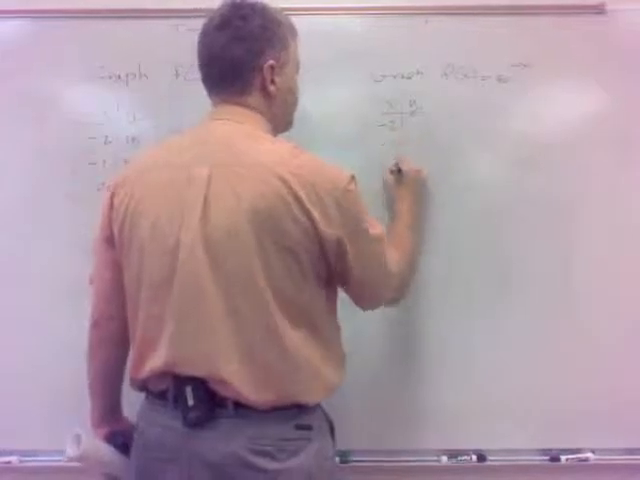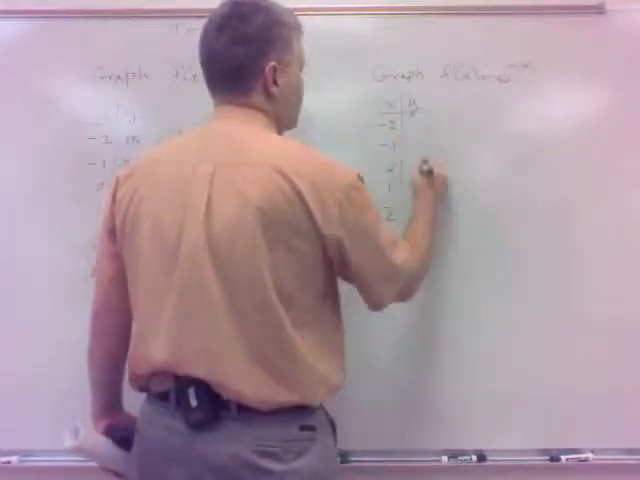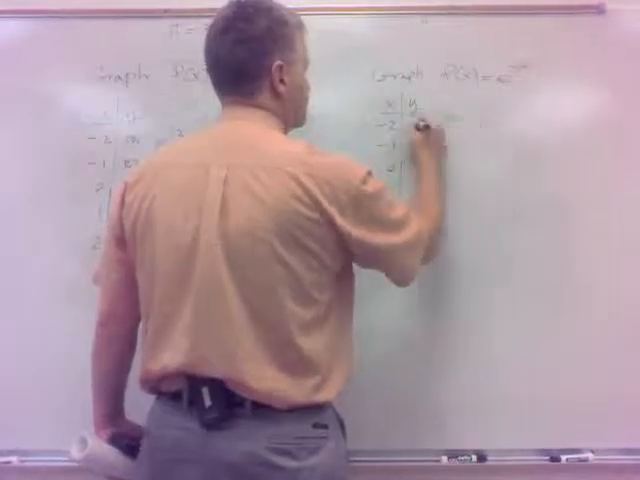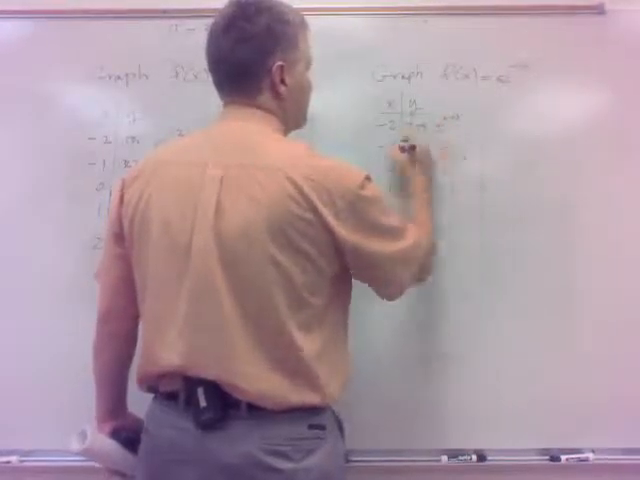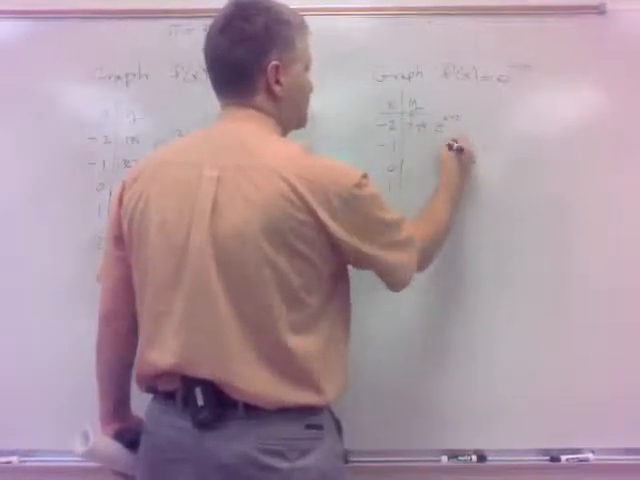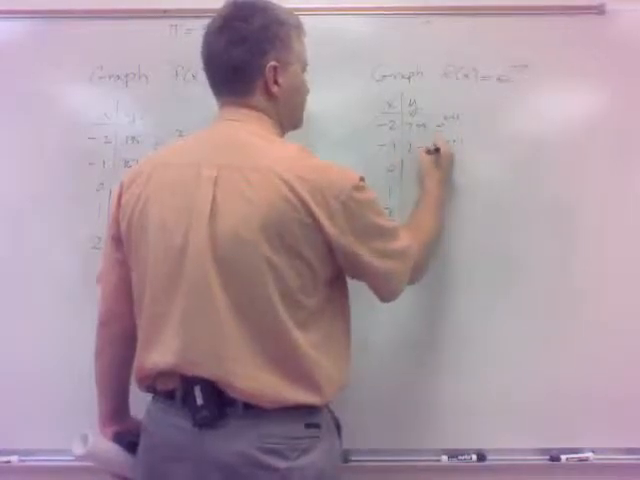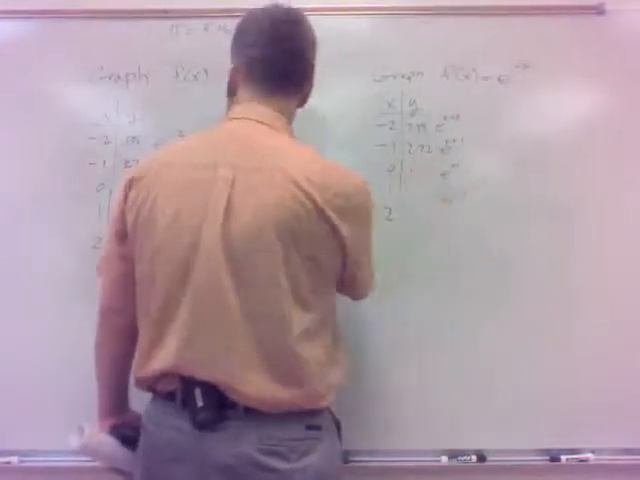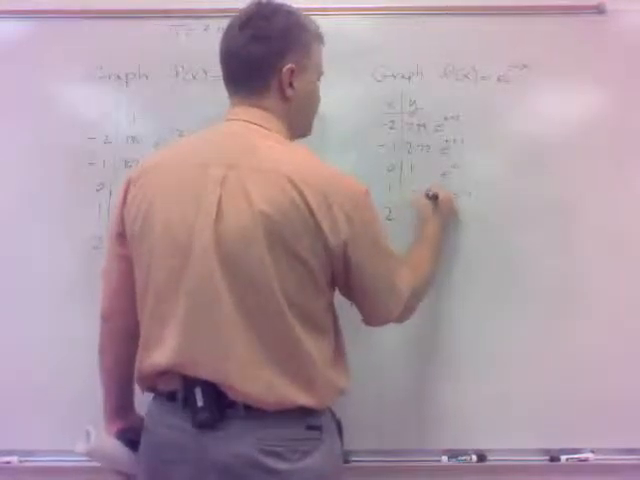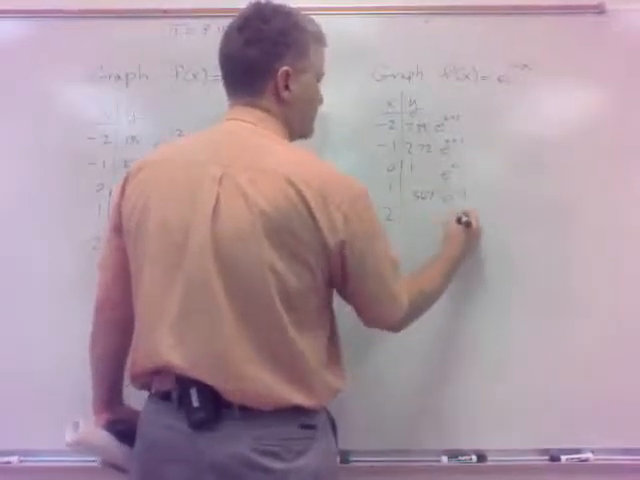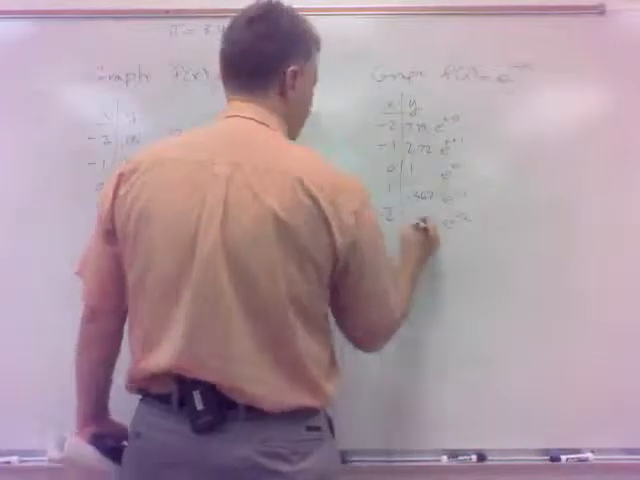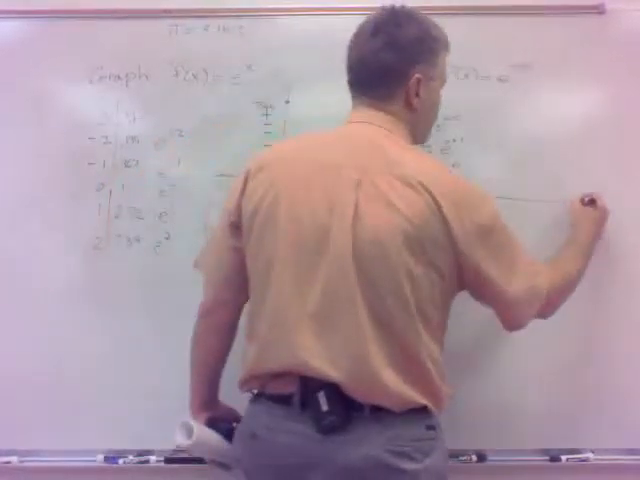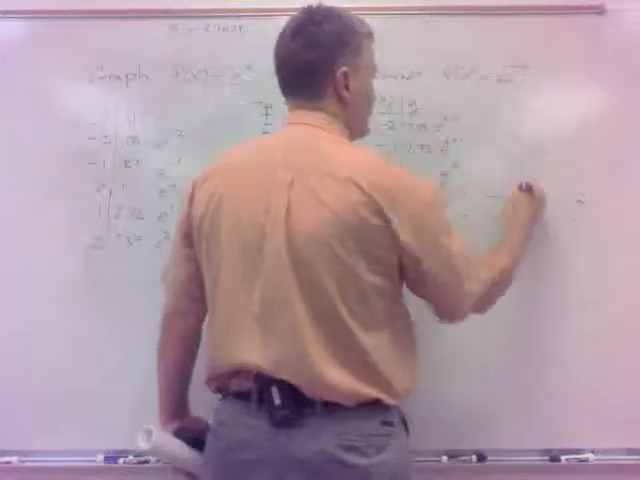-2 to +2. We have e to the -(-2), so that's e to the +2, so that's our 7.39. When x is -1, we have e to the +1, that's 2.72. e to the 0, so that's 1. When x is 1, e to the -1, so that's 0.367. At x is 2, we'll have e to the -2, which is 0.135. Yeah, everything's just flip-flopped around, hasn't it?